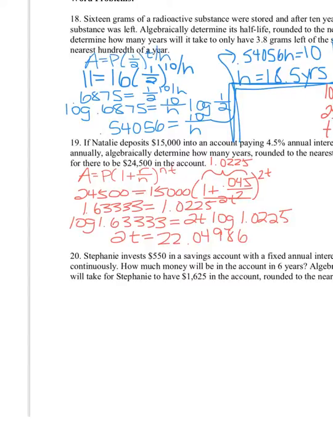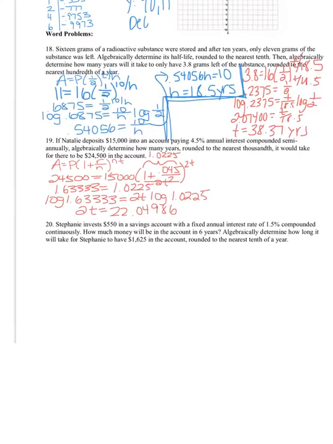22.04986. To get t by itself, divide both sides by 2, and I can round to the nearest thousandth. I get 11.025, and that is in years.